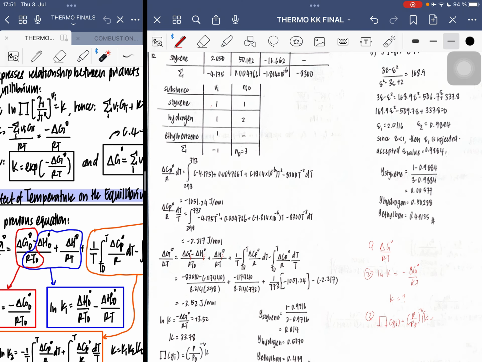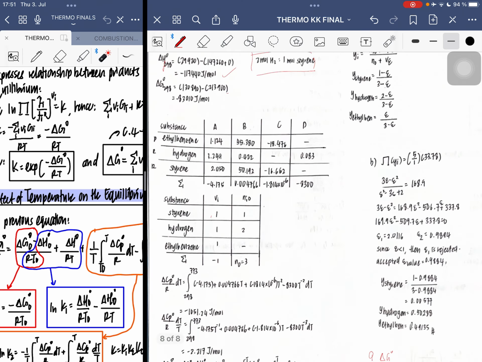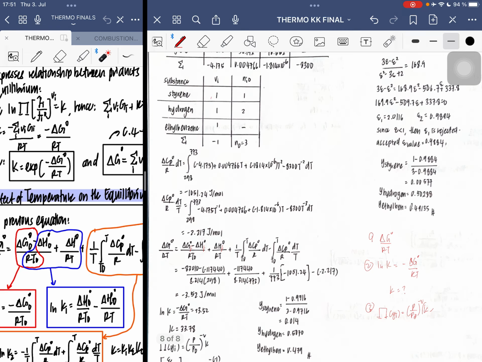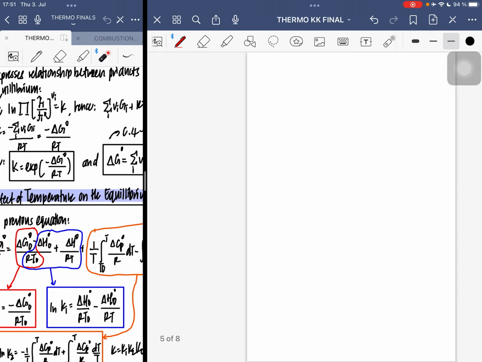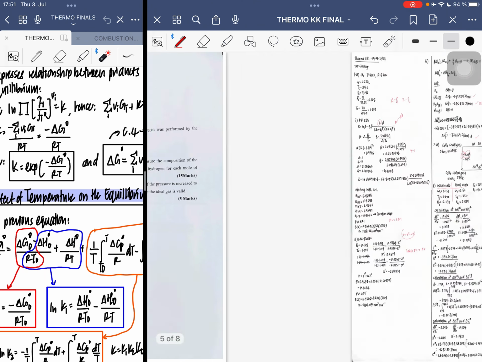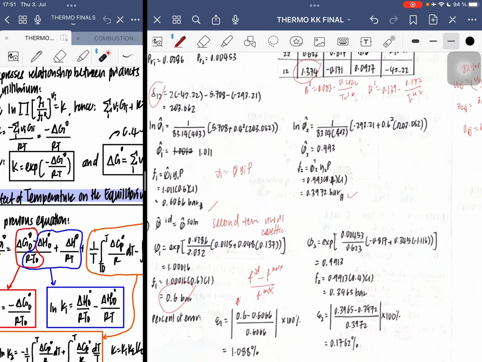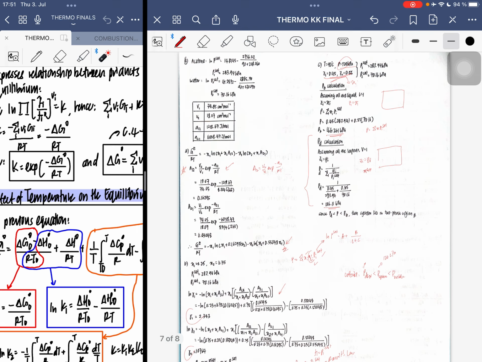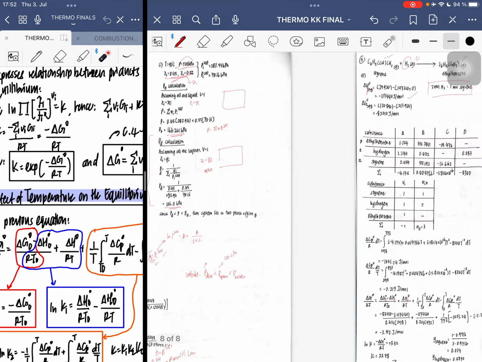They said it reaches equilibrium at 500 degrees Celsius, so this is 773 K. So 1 over T. T here is not T naught. T is the temperature of equilibrium, so it's 773 K. And then you have to find the Cp naught over R.